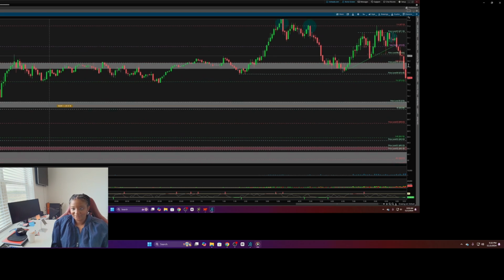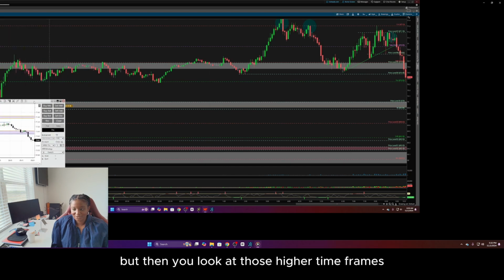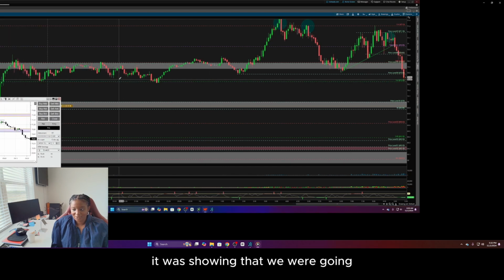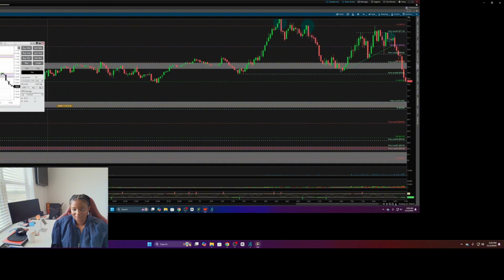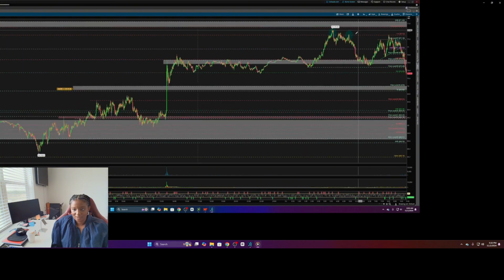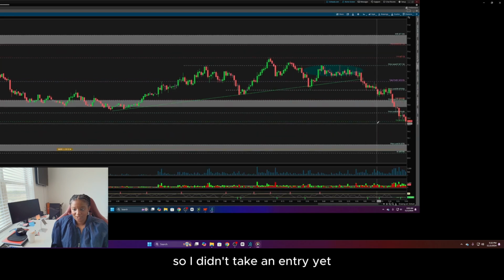You see it holding, so I was like, oh, it looks like we're holding. But then you look at those higher time frames, and it was showing that we were going. So I didn't take an entry yet. I wanted to see a break below.